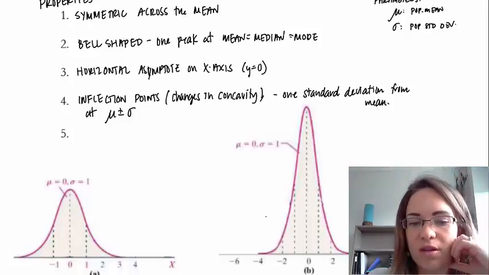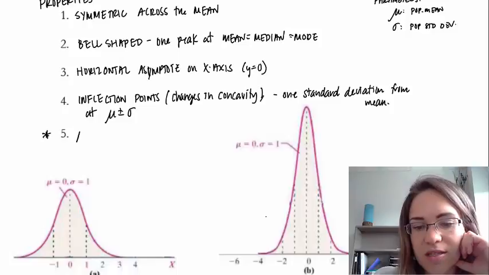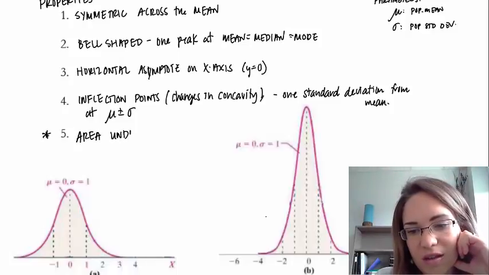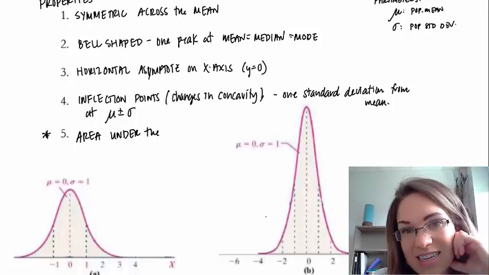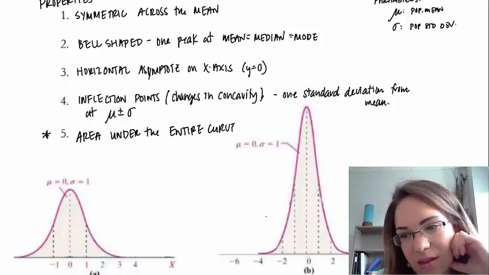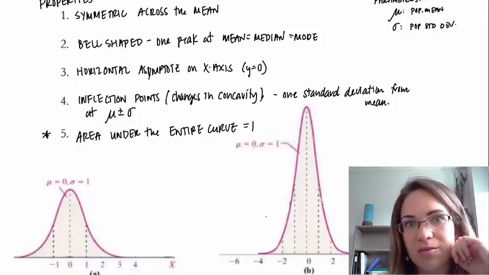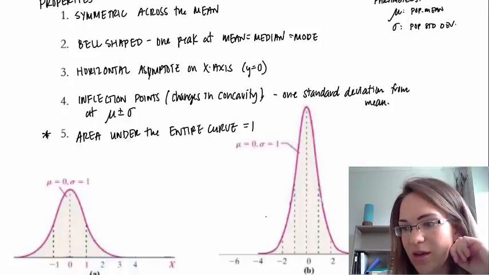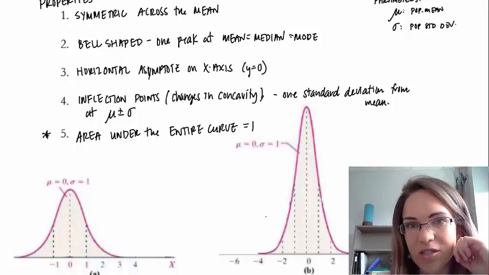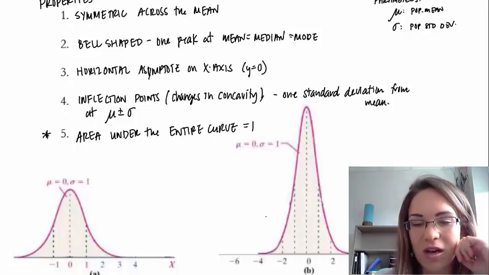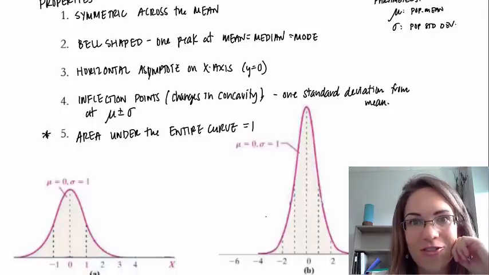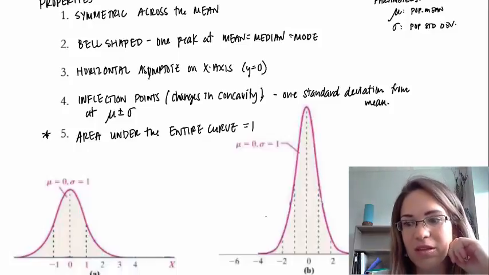And then the last property, the most important property for us, is that the area under the curve, the entire curve, is 1. Because we're talking about possibilities, possible outcomes of some random variable experiment like waiting on hold. And so if we were to talk about the probability of waiting on hold between 0 minutes and infinity minutes, then that probability would be 1.